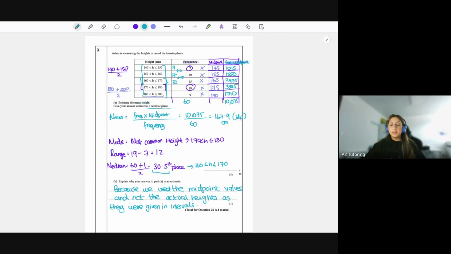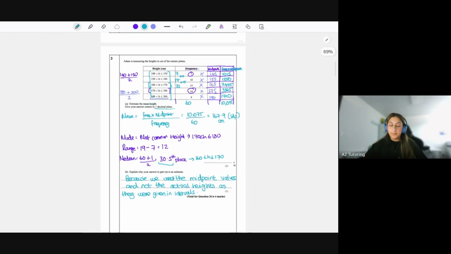It's the same thing every single time. The only difference is they might give you intervals, which we've got here, or they might give you single numbers. If it's single numbers, you don't need to work out the midpoint. You just do frequency times the height, and then you would do the same thing. The mean would be the sum of frequency times height, divided by the sum of the frequency.